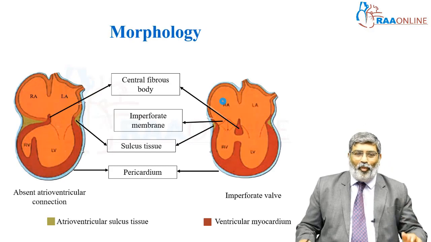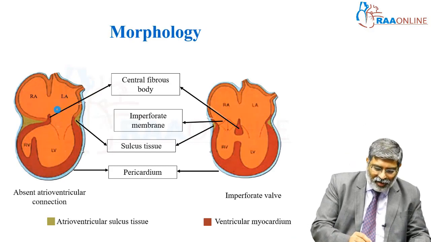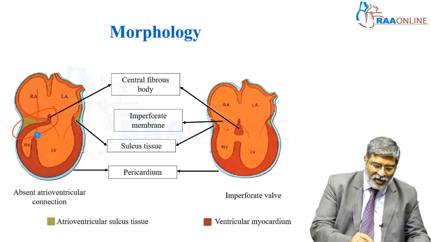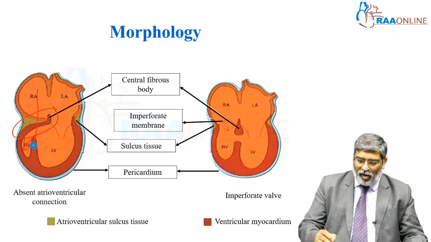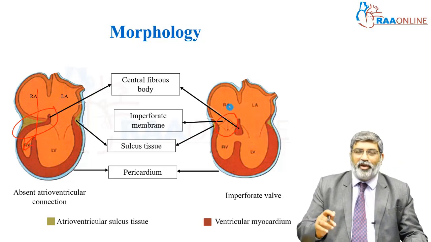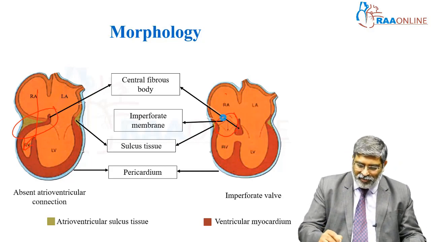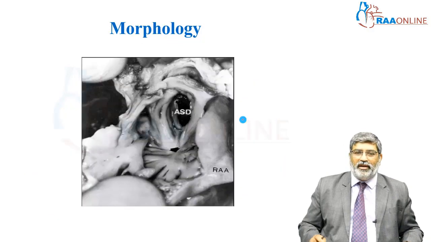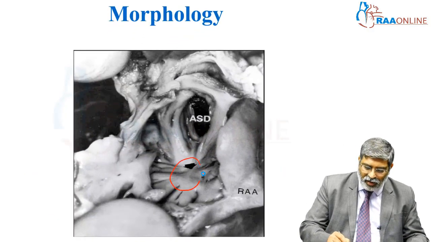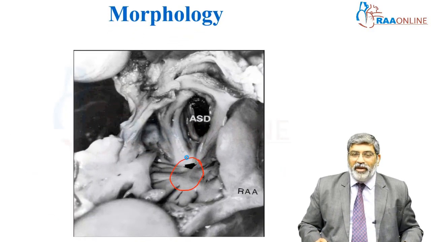Coming to the morphology, you might have an absent atrioventricular communication. The right atrium is not in communication with the right ventricle, or you have an imperforate valve. Okay, the tricuspid valve is there, but it is not opening, so that right atrial blood cannot go into the right ventricle. This is the surgical picture of an imperforate tricuspid valve.